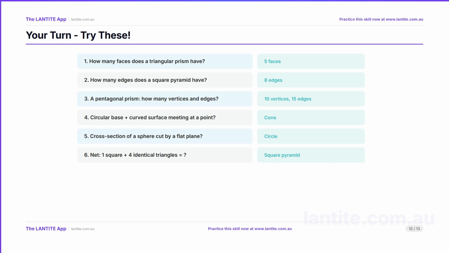Problem 5. What shape is the cross-section when you cut a sphere with a flat plane? Problem 6. A net has 1 square and 4 identical triangles. What 3D shape does it make? Check your answers on screen.